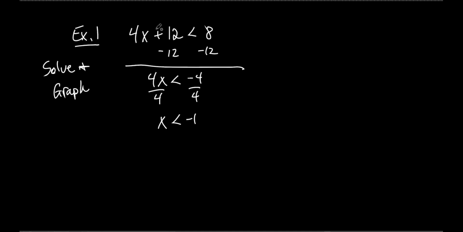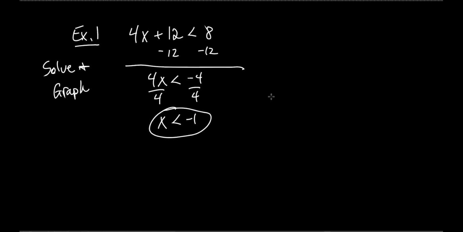If you wanted to put it back in to see if it works, give me a small number that's less than negative 1, an easy number to work with. Negative 2. Negative 2 is less than negative 1. Let's put it in here. 4 times negative 2 is what? Negative 8. Negative 8 plus 12 is 4. Is 4 less than 8? Yes. So it does work, doesn't it? So I'm okay circling that.